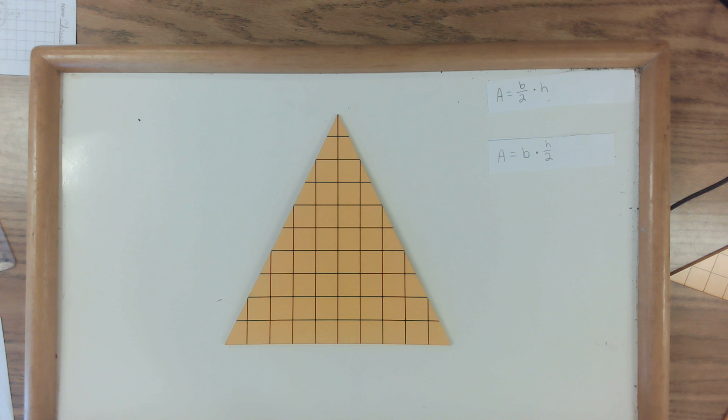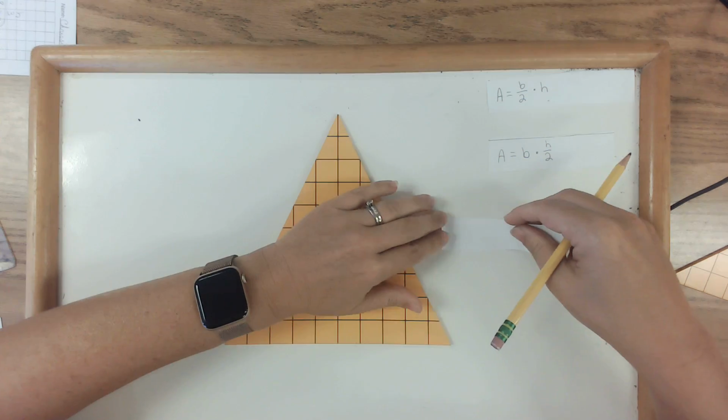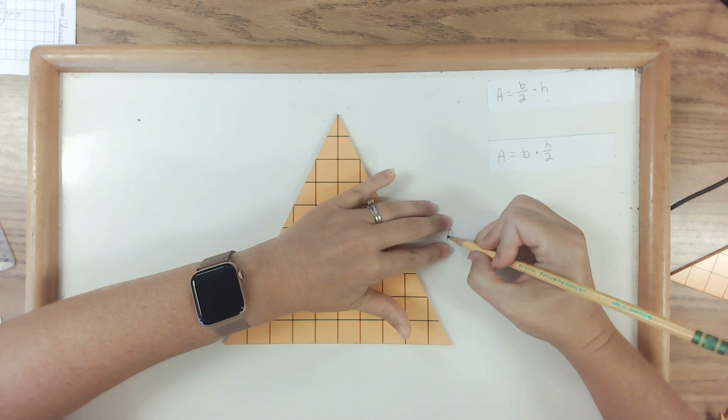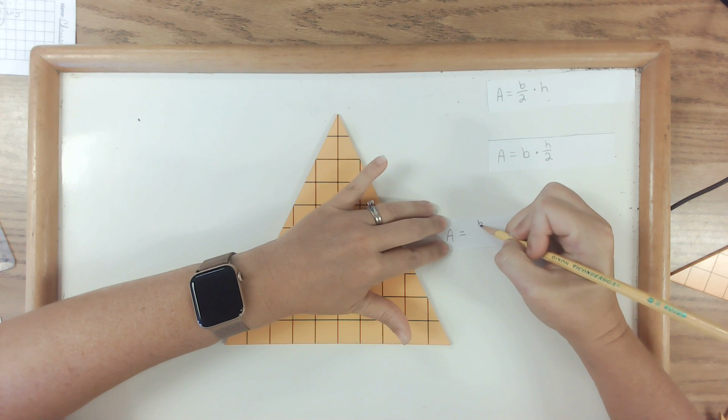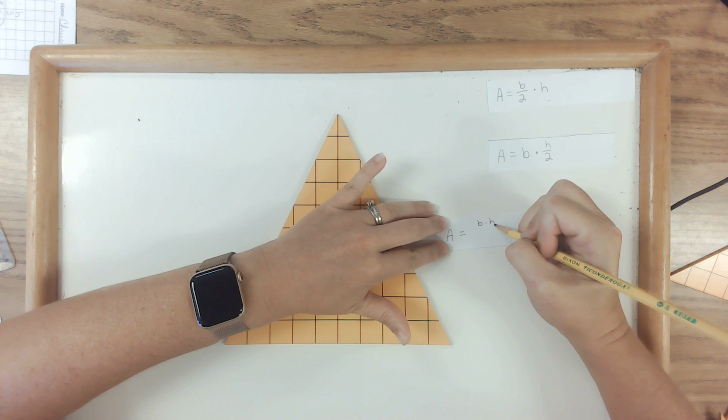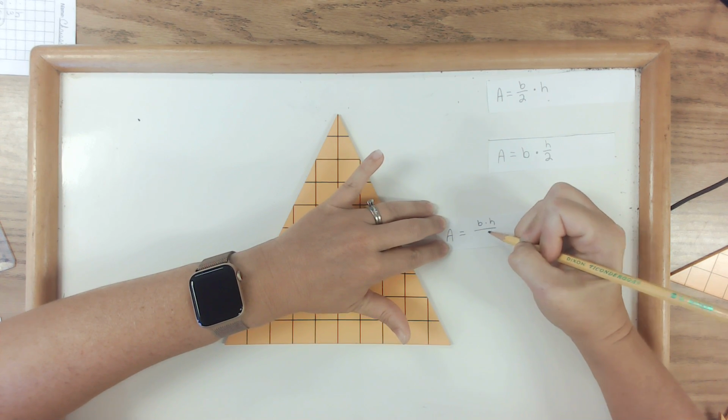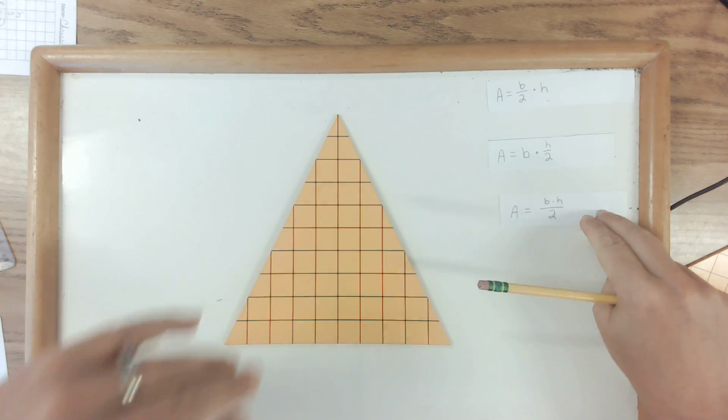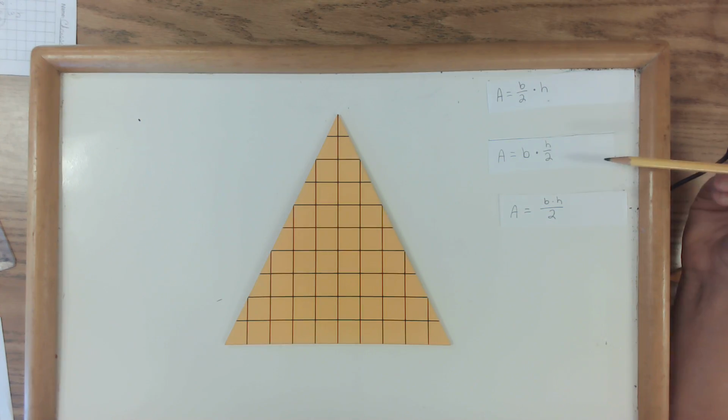So another formula that I could use for a triangle to find the area is, if I have area, equals the entire base times height divided by 2. And no matter which one of these I use, I will get the same answer.